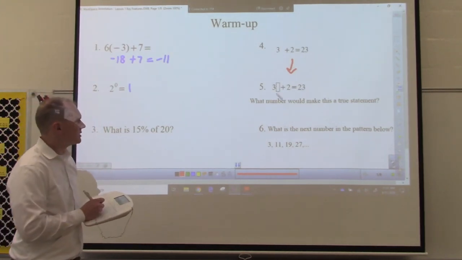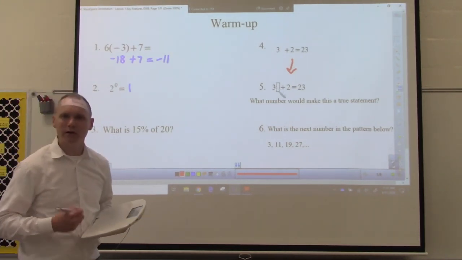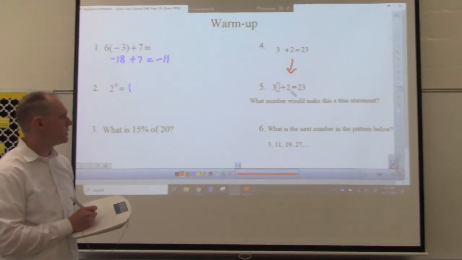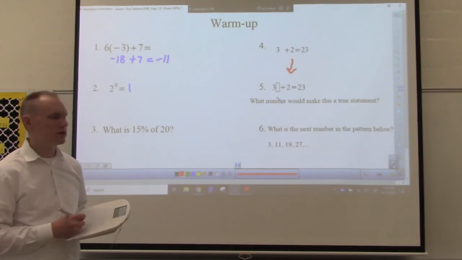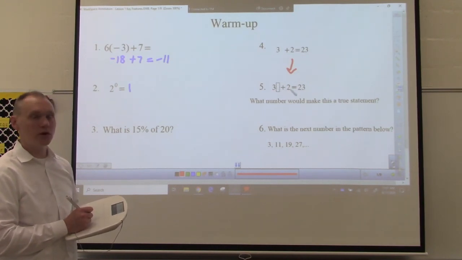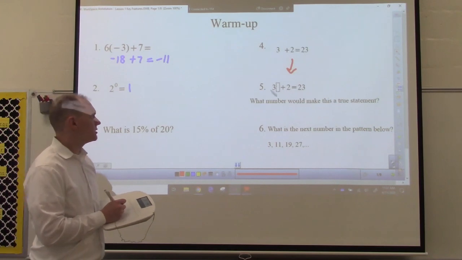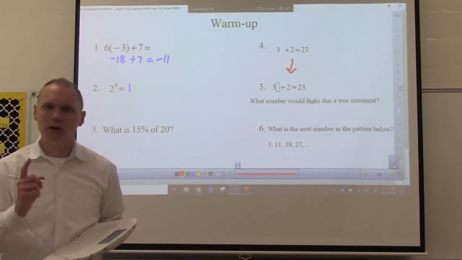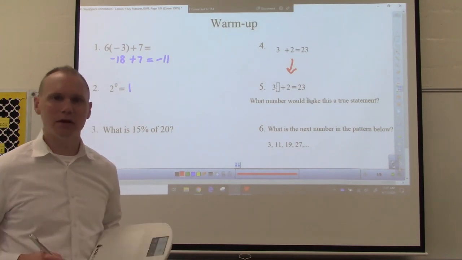So, well, let's see. Maybe I can just try some different values. 3 times 2 would be 6. That's not nearly going to be enough. Let me increase that a little bit. How about 3 times 3, no. 3 times 6 is 18 plus 2 is 20. Getting closer. 3 times 7 is 21 plus 2 equals 23. So 7 is the value that makes that statement true.